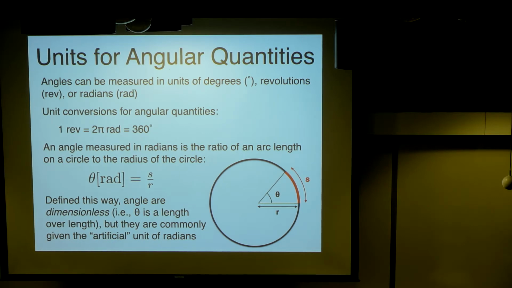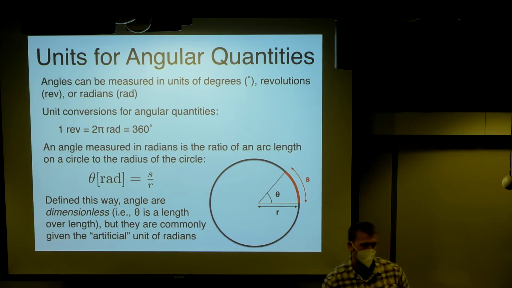Okay, so because we're dealing with angles, what we should do is just a little bit of review about angular quantities and the different units we can use to measure an angle. So we have basically three units for angular quantities that you're going to see in this class and in Physics 45, 46, and 47 going forward. We have degrees, we have revolutions, and we have radians.